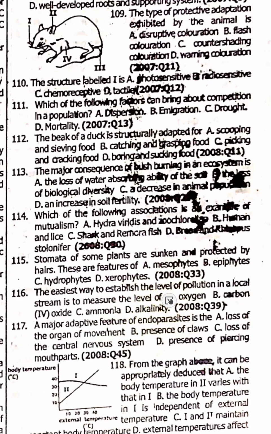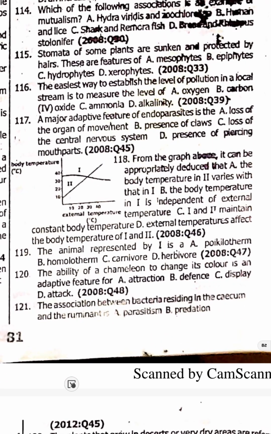116. The easiest way to establish the level of pollution in a local stream is to measure the oxygen. 117. A major adaptive feature of endoparasites is the loss of organs of movement. 118. From the graph above, it can be appropriately deduced that the body temperature in I is independent of the external environment. This long one.